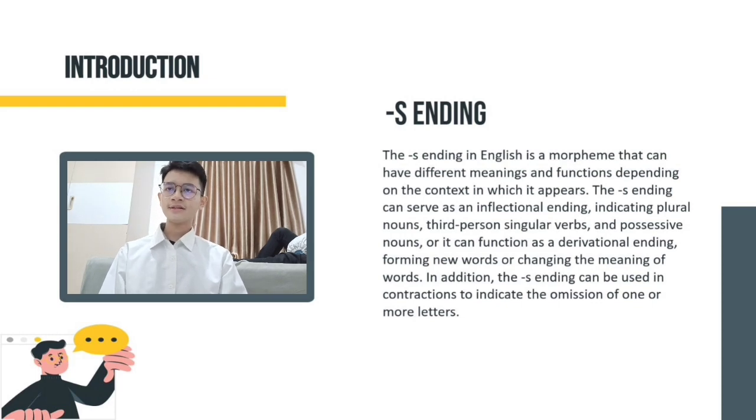The S ending in English is a morpheme that can have different meanings and functions depending on the context in which it appears. The S ending can serve as an inflectional ending, indicating plural nouns, third-person singular verbs, and possessive nouns, or it can function as a derivational ending, forming new words or changing the meaning of words. In addition, the S ending can be used in contractions to indicate the omission of one or more letters. Further explanation about these things will be given by my other groupmate. I'll give it to the next speaker, Resky Affat.